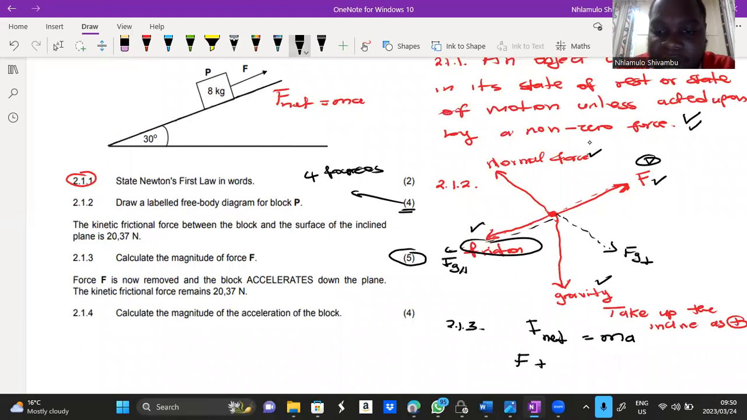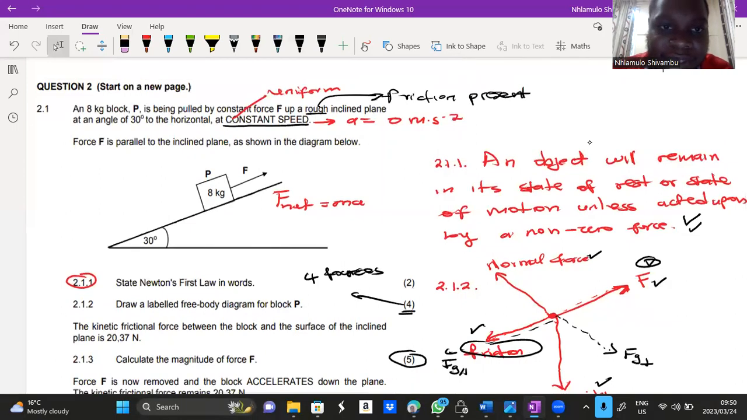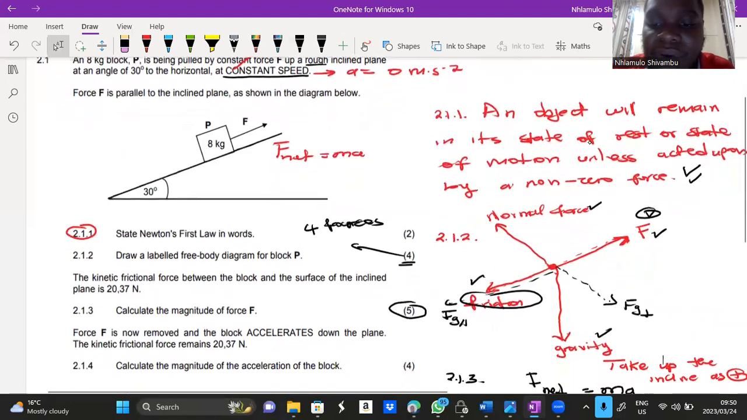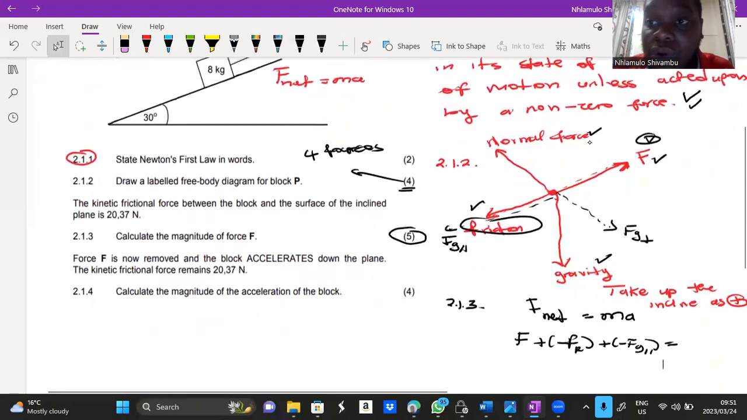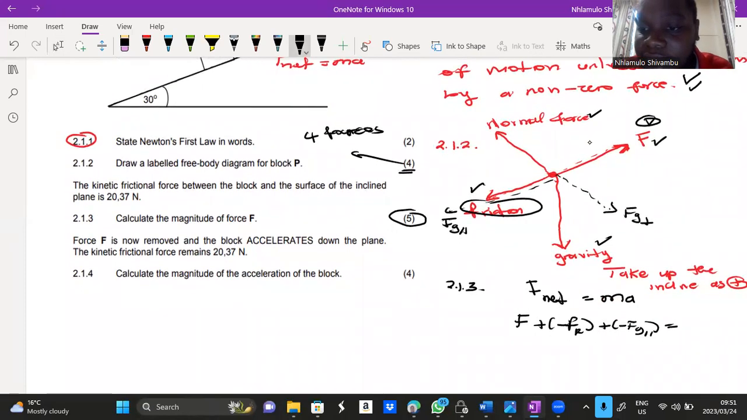And then now we're going to have minus Fk, that is the kinetic frictional force. And the reason why it's negative is because it is going down the incline. And we're going to have plus or minus what? Fg parallel equals to ma. So here, remember, we said the usage of the words constant speed means that the acceleration of the system is 0. So if the acceleration of the system is 0, therefore the F net for that system will also be 0. So for F net, we might as well write F net equals to 0. That is what we have there.